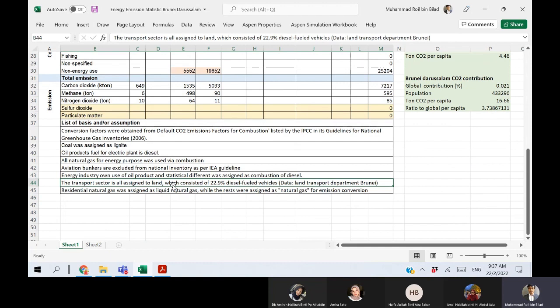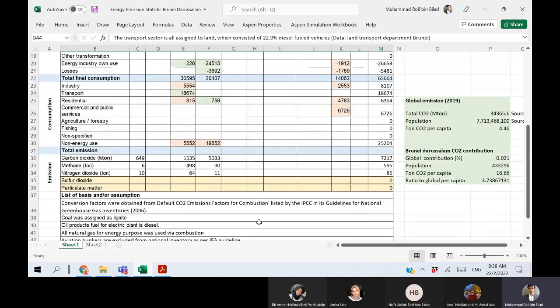First of all, I assigned to land transport because in Brunei, water transport is very small compared to land transport, so I ignored the river, the water transport like boats and others. We have no train, so I just assume it's land transport. I read somewhere from the Land Transport Department Brunei, so I did some googling, and I found data of 23% diesel fueled vehicles.